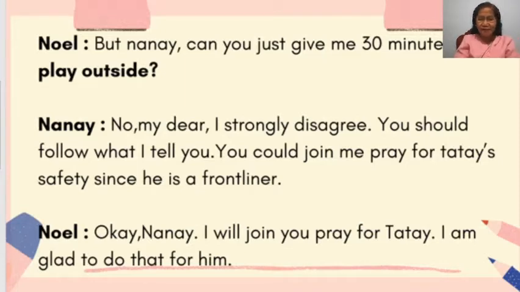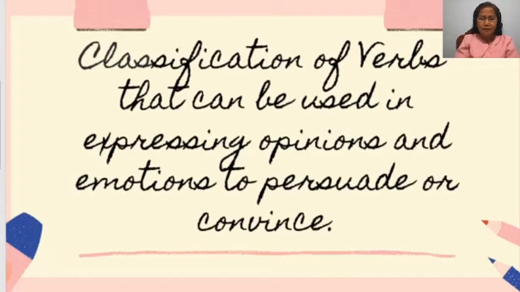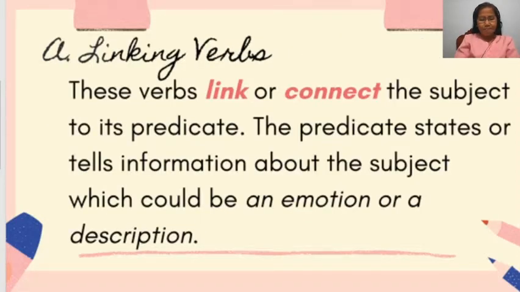The underlined words are used to highlight emotions and opinions. These words are called verbs. There are different types of verbs that can be used in expressing opinions and emotions to persuade or convince. They are classified as follows. Number 1, or letter A, linking verbs. These verbs link or connect the subject to its predicate. The predicate states or tells information about the subject, which could be an emotion or a description.